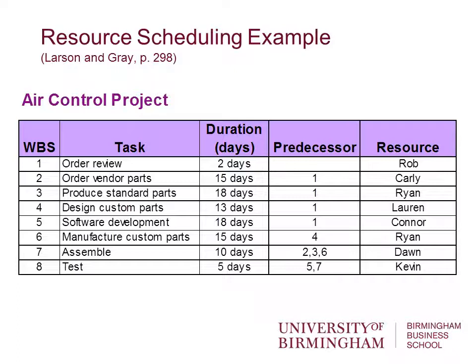Okay, let's think about resource scheduling, and we'll go through this example. This is out of Larson and Gray's book as well, and it's called the Air Control Project. And you can see that here's a work breakdown structure for the project. We have activity number, a task, a duration for each activity, predecessors, so you can use these to work out a network, and then finally resources. These are individuals who are associated with different activities throughout the project. Okay, so we've got Ryan, Lauren, Connor, Carly, Dawn and Kevin.